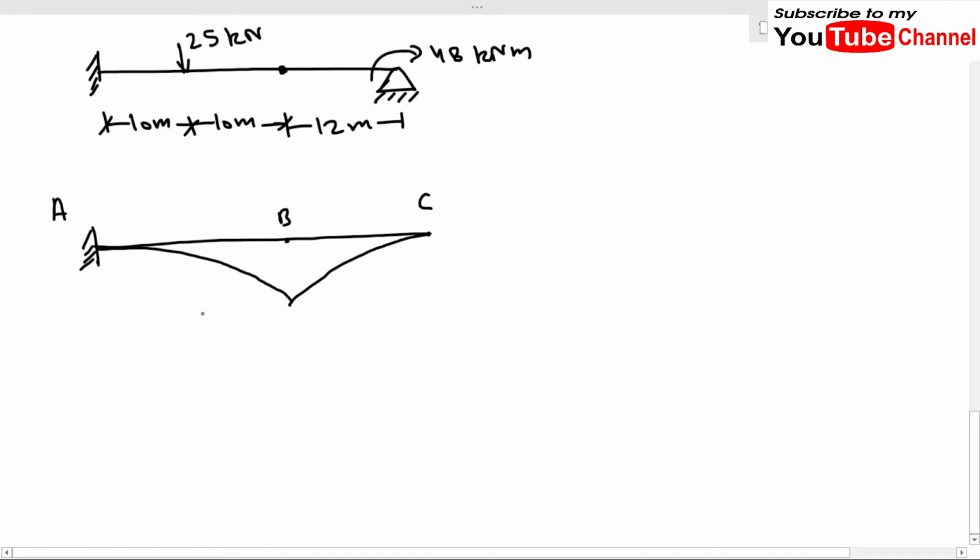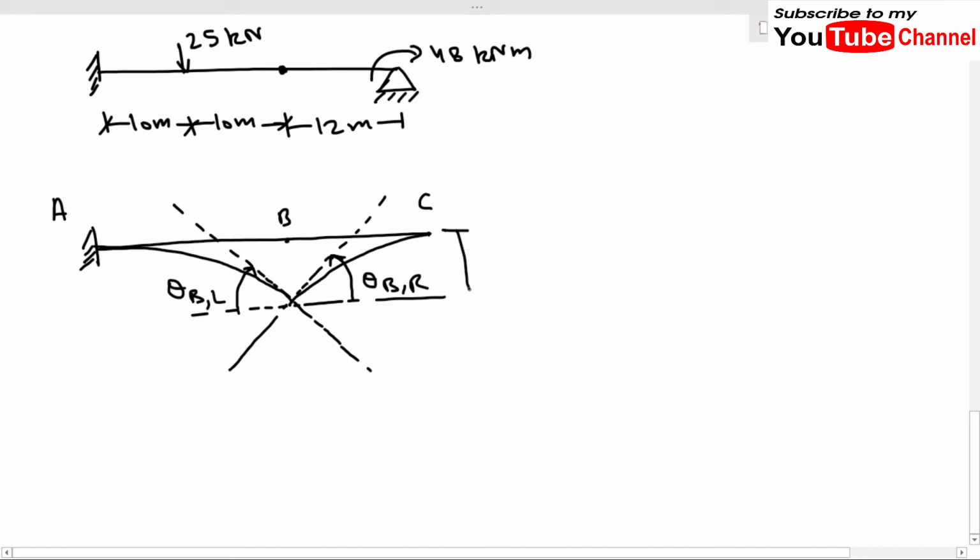Now as I have told you earlier that there will be two tangents, so let us draw those tangents. So this is, let's say, tangent 1, and the other tangent will be here. This tangent will be like this. So this will be our theta B right, and this will be our theta B left. Now the point is how we will find these two theta B. And this will be our YB.